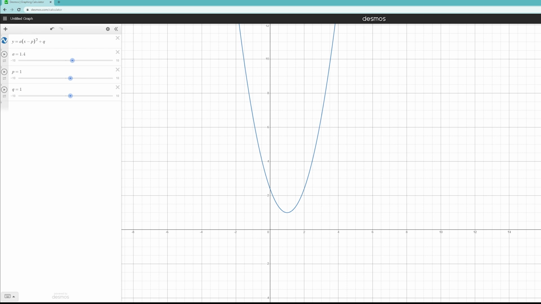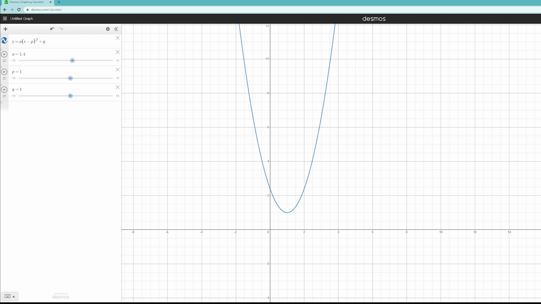So for this next section, we're going to go ahead and use Desmos, which is a very handy online graphing calculator. So that's desmos.com to help us figure out this next section. So we can see here that we've got our equation set up: y is equal to a times (x minus p) squared plus q. We're going to go ahead and take a look at some of the parameters.